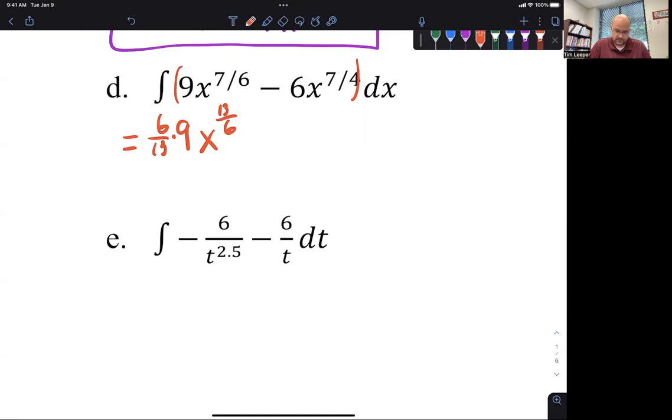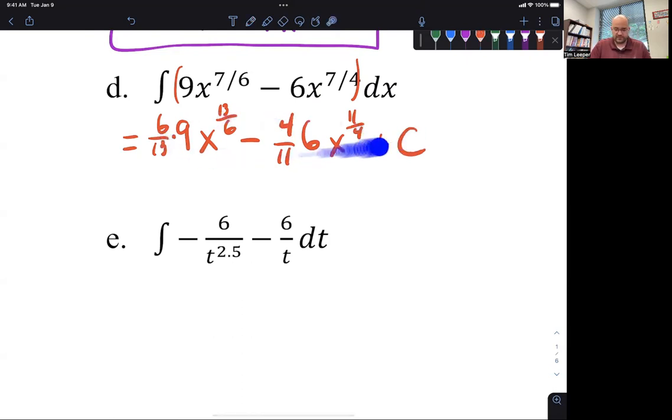Good. And then minus, and we still have the 6 here. And then x to the 7 plus 4 is 11, and keep the denominator the same as 4. Good. Then the reciprocal of 11 over 4 is 4 over 11. That's what I'm going to multiply out front here. Fantastic. And plus a c.